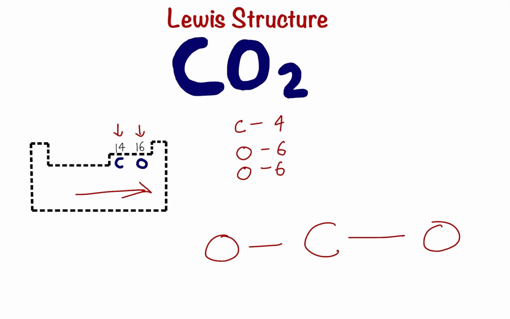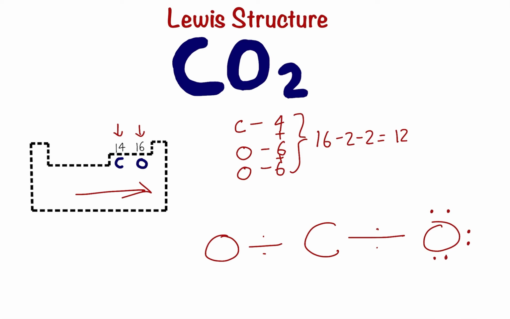We have a total of 16 valence electrons we can use because I added these values up. Each single bond takes 2 valence electrons. So 16 minus 4 leaves us with 12 valence electrons. We fill out the outermost elements first, and then we go to the central atom if we have to. So 1, 2, 3, 4, 5, 6.